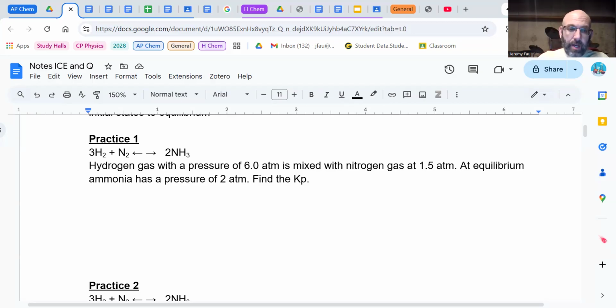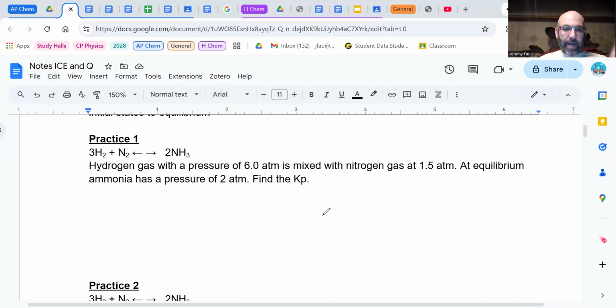All right. You don't need to write this down, but ICE stands for initial, change, and then equilibrium. All right, that's what the ICE stands for. All right, so here's how we put it into practice.